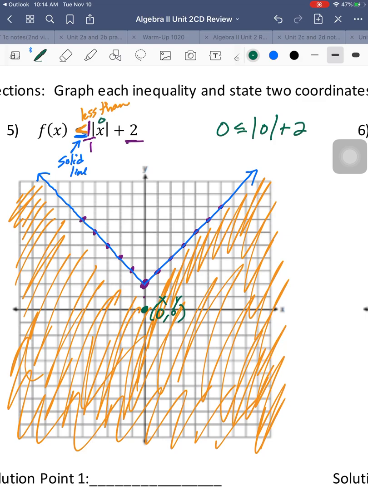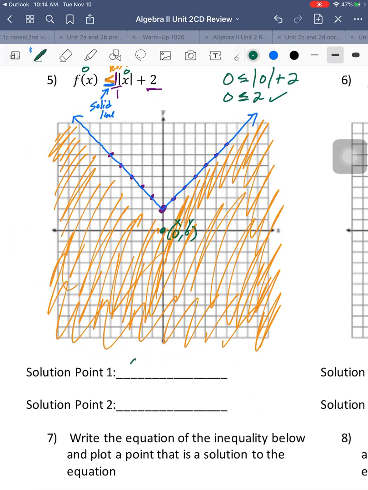So I replaced x with 0 and the y was 0. This should be true. Is 0 less than the absolute value of 0, which is 0, plus 2 is 2? Is 0 less than or equal to 2? Yes, good. Then that's in the shaded area. That's a solution. Anywhere in that orange shaded area is a solution.